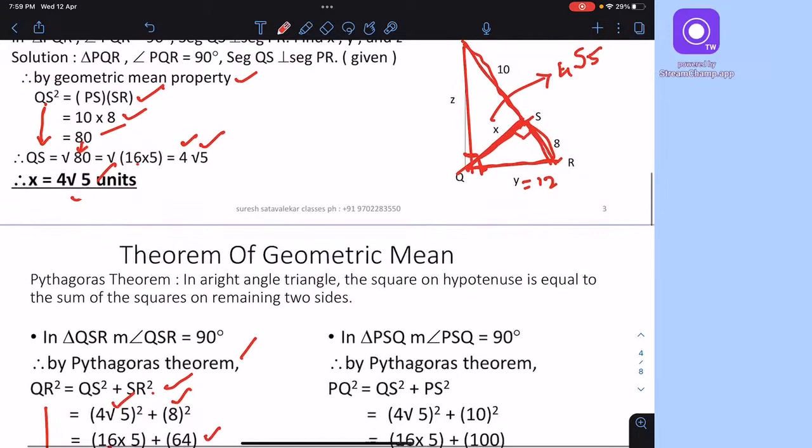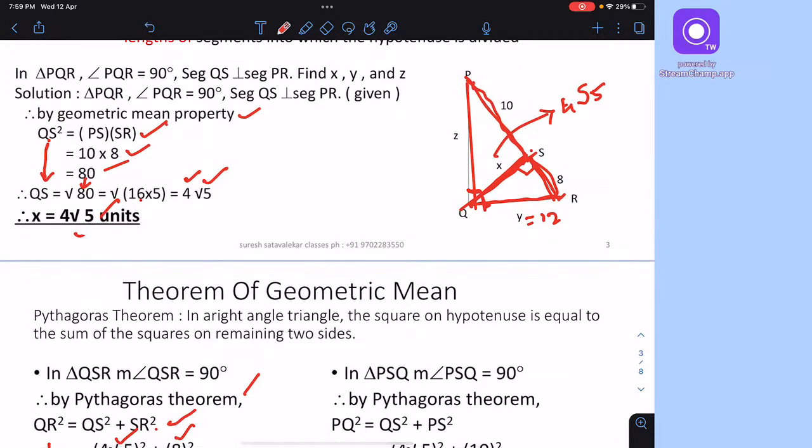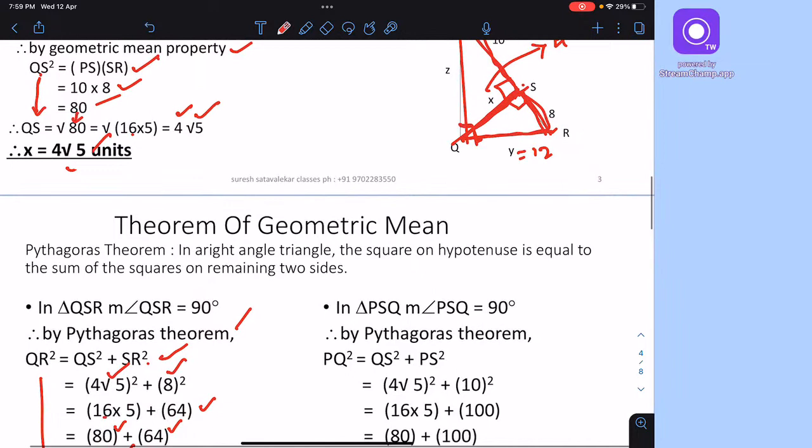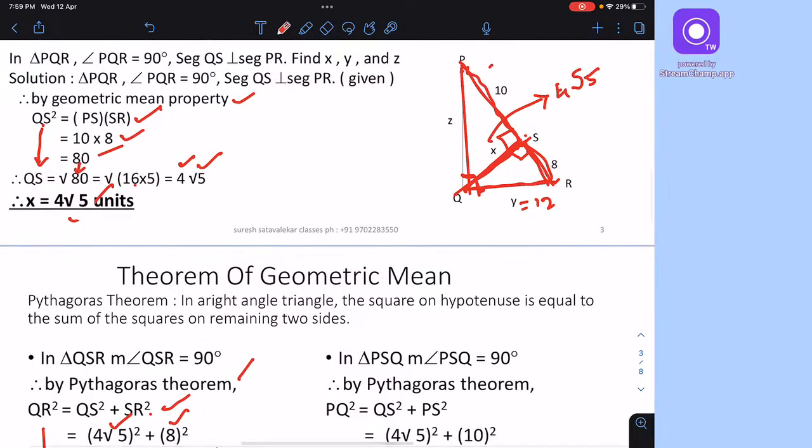Now we have to find Z also. In triangle PSQ, measure of angle PSQ is 90. This is 90. And therefore by Pythagoras theorem, PQ square on the hypotenuse, means PQ square, Z square, is equal to QS square plus PS square. Now QS we have found out to be 4 root 5. This is 4 root 5 square plus PS square. So PS is given as 10. This is 10 square.